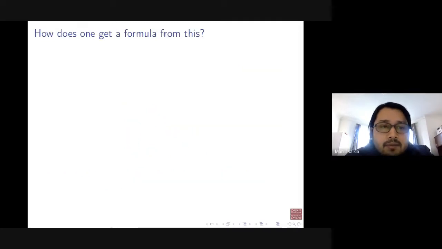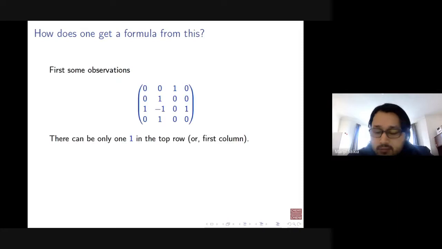Okay, so how does one get a formula for this? So let us have some observations. This will be important for the rest of the talk. The first observation is that we can have only one non-zero entry that will be a positive one in the top row. And because of the inherent symmetry of the square, if you have something fixed for the top row, then you can also say that you will have a single one in the first column, the last column, and the last row as well.